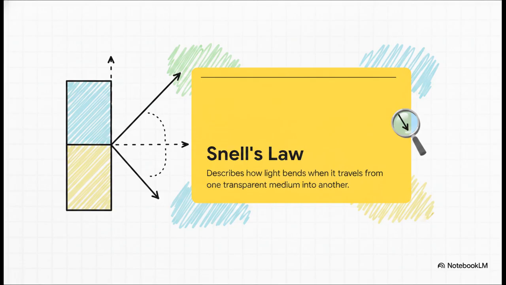Basically, when light enters a new medium, its speed changes, which forces it to change direction. Snell's law connects the refractive indices of two different media to the angles of incidence and refraction. Now, without getting completely bogged down in the algebra, just know this is the mathematical engine that tells us exactly how much our light is going to bend.